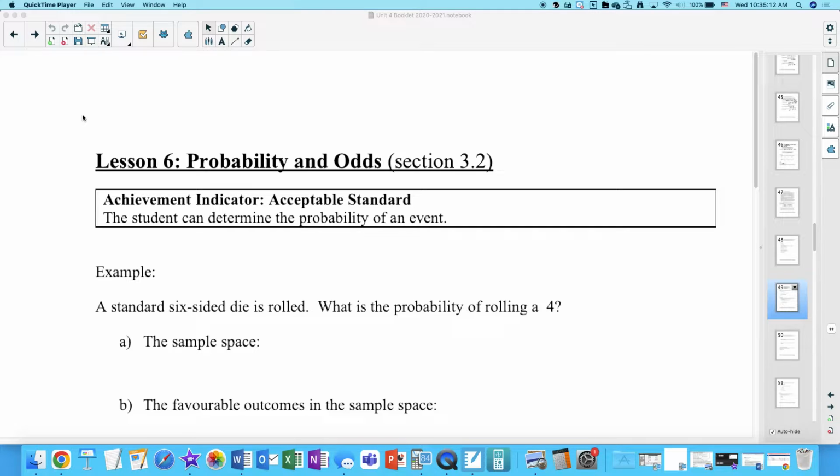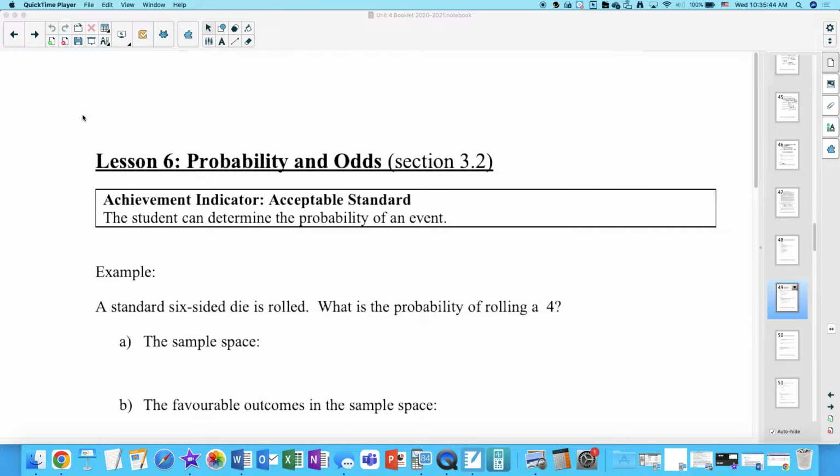The difference between probability and odds. I alluded to this very briefly yesterday when we were talking about the probability of a coin landing on a heads or a tails, and someone said it was a 50-50 chance. And I said, that's actually the odds, not the probability. Okay? So odds are very much connected to probability.